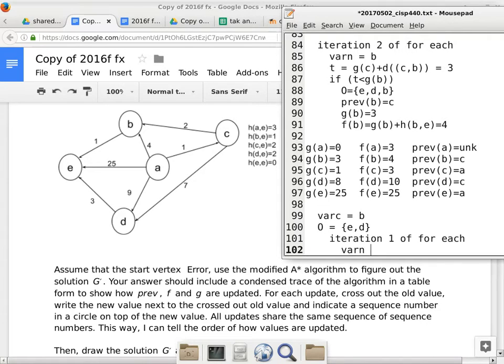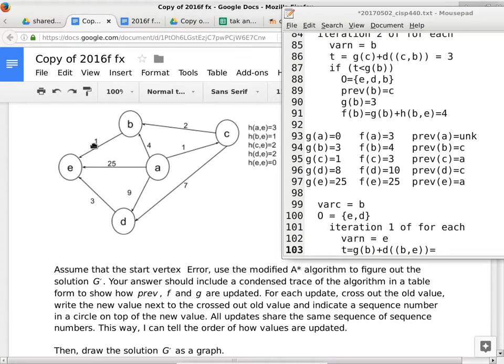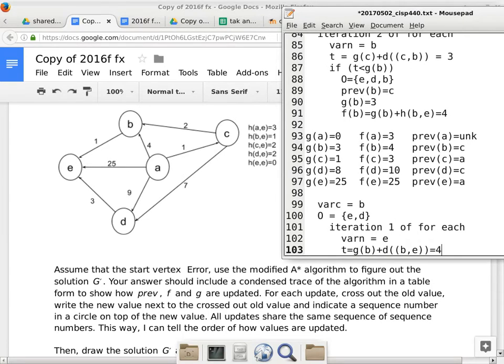So variable N is going to be, in this case, the only neighbor, which is E, and it is time to compute our variable T. Once again, variable T is an estimate of, if we go through vertex B to vertex E, what is the cost of that? So it is g of B, which is the cost of the shortest path to B at this point, plus the distance of the edge BE. So g of B we already know is 3, and the edge itself has a cost of 1. 3 plus 1 is 4.